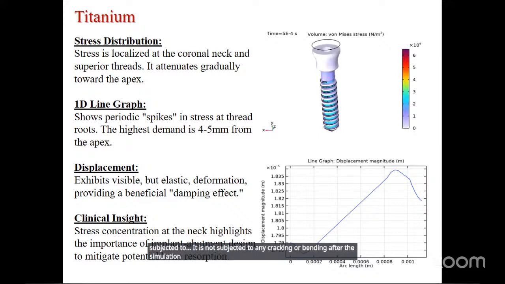We can also see the one-dimensional line, which shows a periodic spike in stress at the thread roots. The highest demand is at 4.5 millimeter, the apex. So it does not really show any form of bending or cracking. The clinical insight is the stress concentration at the neck. The neck is showing a little bit of blue, and in our grid line at the side, blue is a little bit ahead. Those parts showing blue do not signify any immediate damage to the design using titanium. So we can move to the next slide.